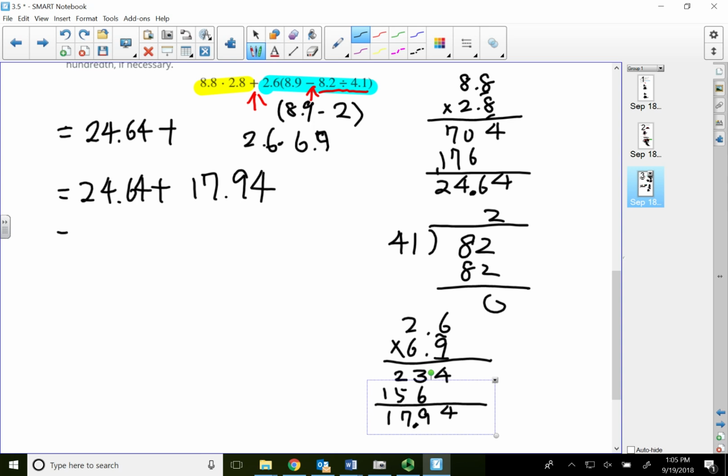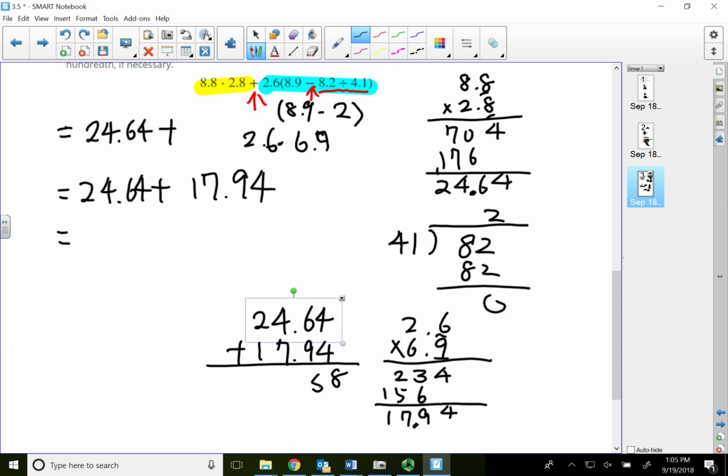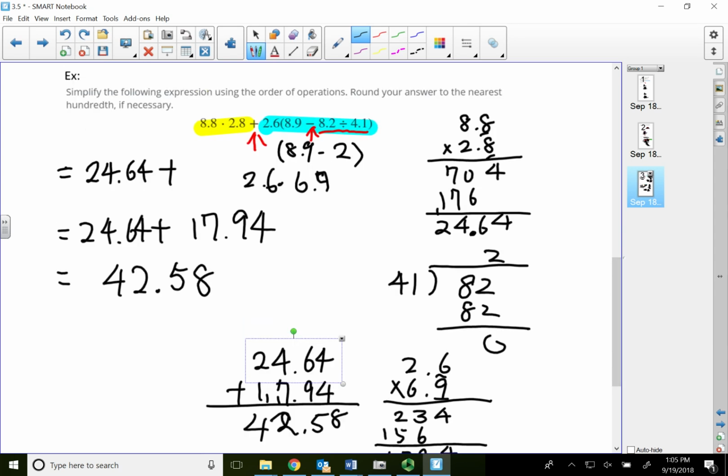All right, let's add one more time. 24.64. Now let's add 17.94. That's 8, 15. That's 12. That's 2, 3, 4. So my final answer is 42.58. Very, very much similar to the order of operations with whole numbers.